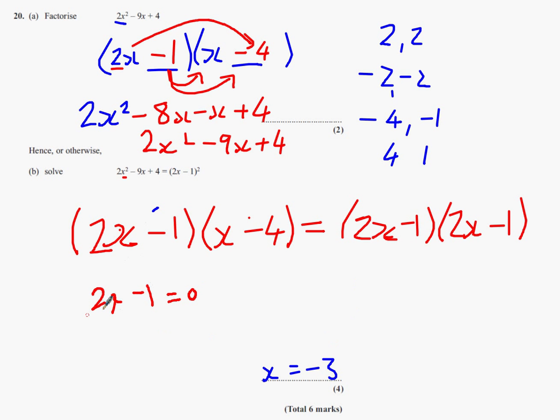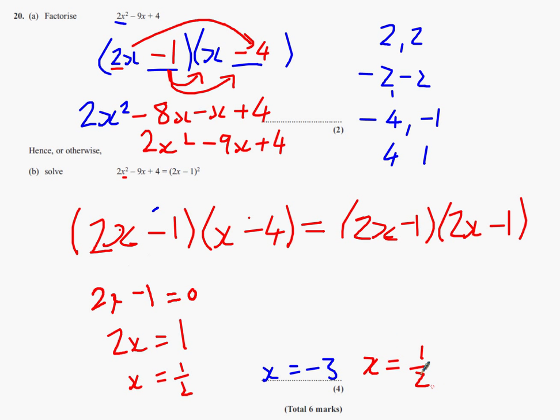Well, for that to be the case, I would have to add 1 to both sides. 2x equals 1, divide by 2, x equals a half. So if x is a half, times it by 2, take away 1, yeah, you get 0. So the other value for x then is x equals a half.